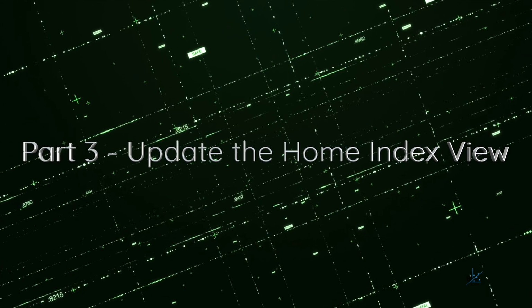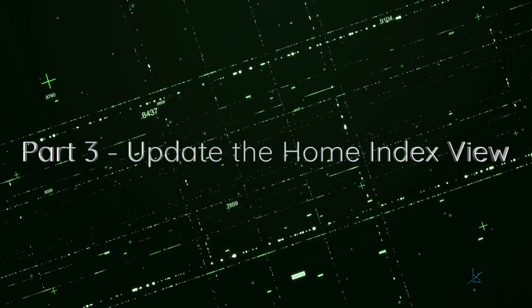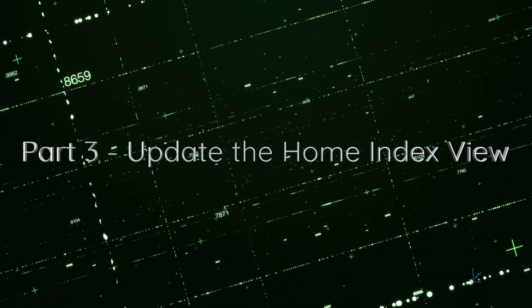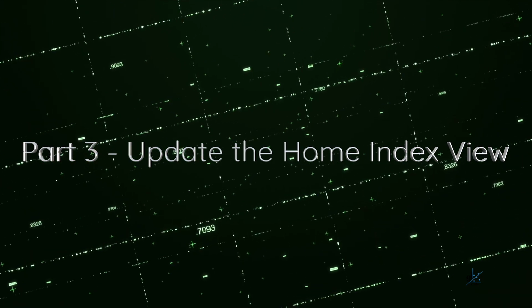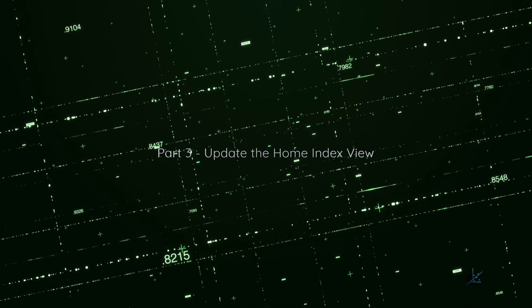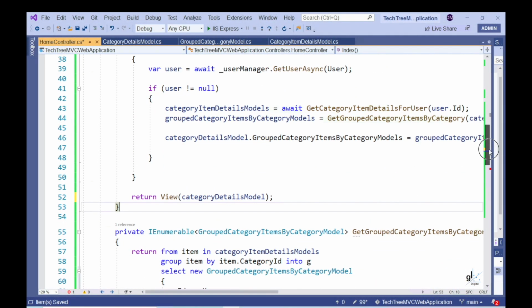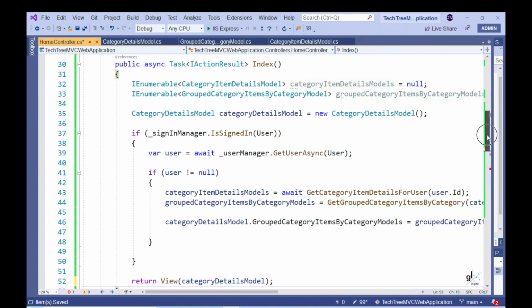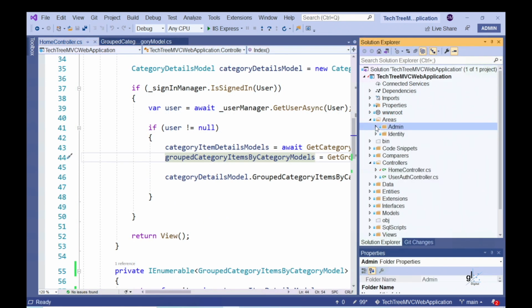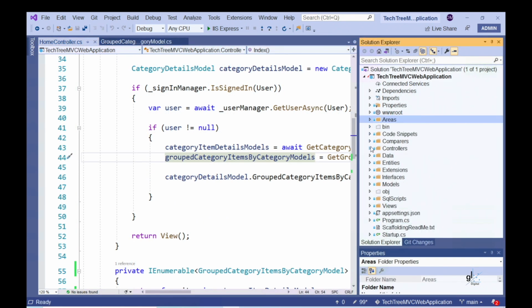Part 3. Update the home index view. So we can now write the front-end code returned by the relevant controller's index action method, i.e. the code we have implemented in Part 2, to display the category and related category item data in a collapsible list. So let's open the home index view within the default area.